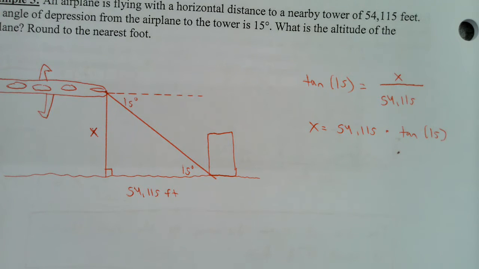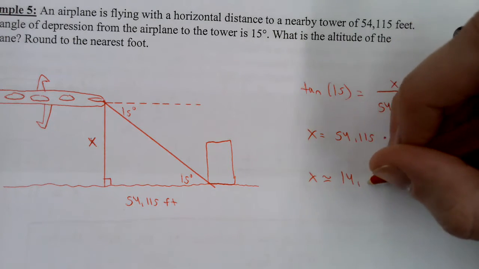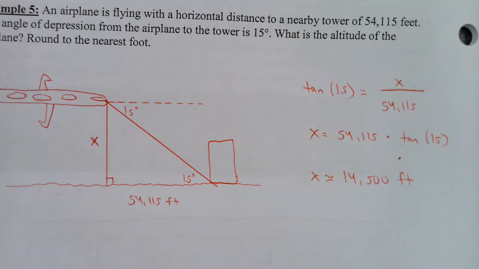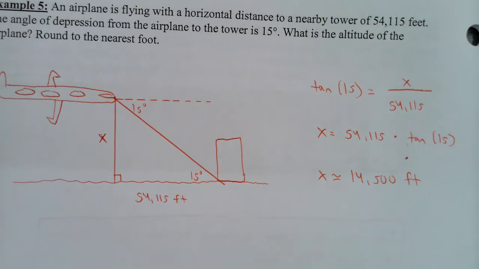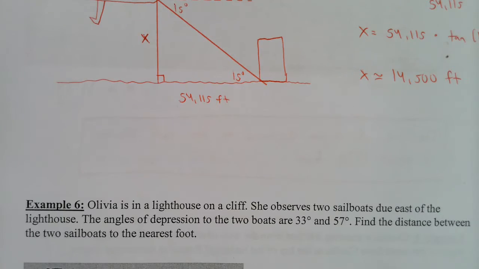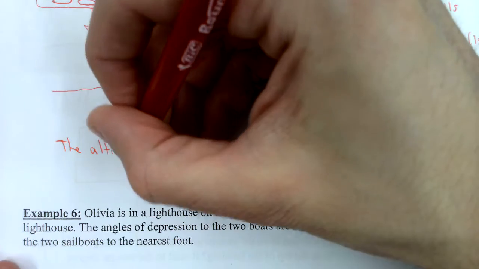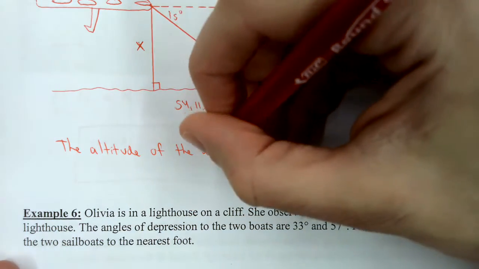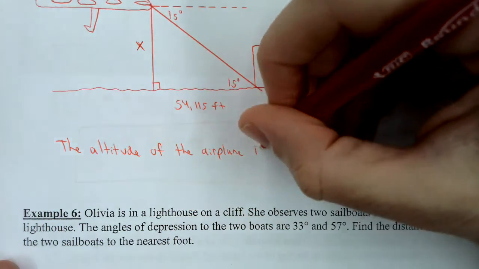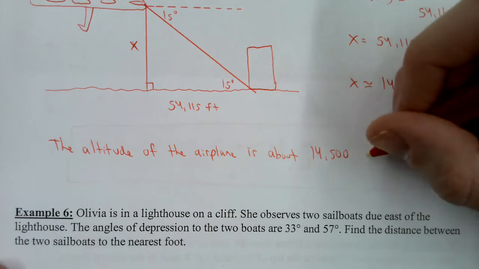So tangent 15 should get about 14,500 feet. So let's put that in a sentence. The altitude of the airplane is about 14,500 feet.